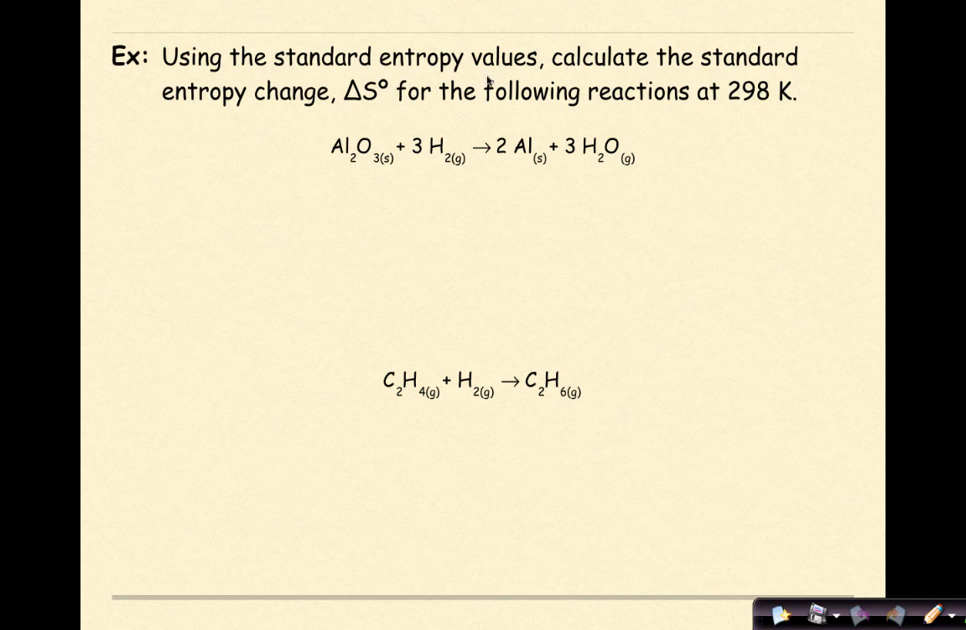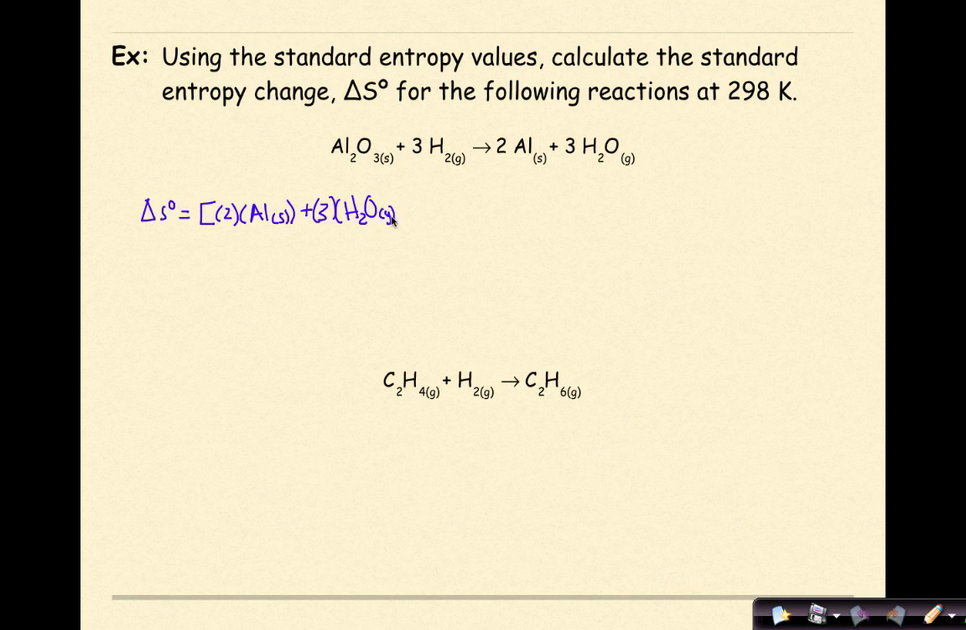Using the standard entropy values that are found at the back of your textbook, calculate the standard entropy change delta S naught for the following reactions at 298 K. So here's my chemical reaction. I have aluminum oxide plus hydrogen gas yields solid aluminum and water as water vapor. So the way that we're going to set this up is delta S naught is equal to the sum of the products. Now the products is this 2 moles of solid aluminum. So I'm going to put Al as a solid plus 3 moles of water in the gaseous state.